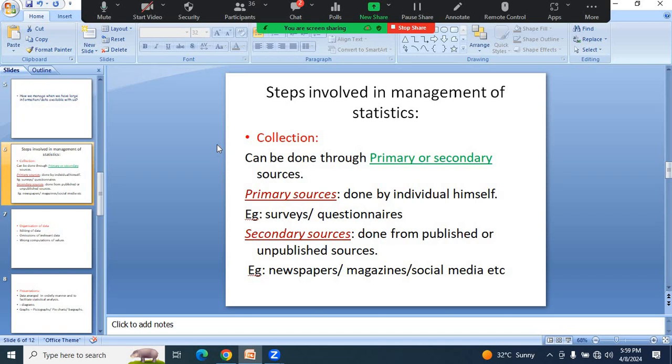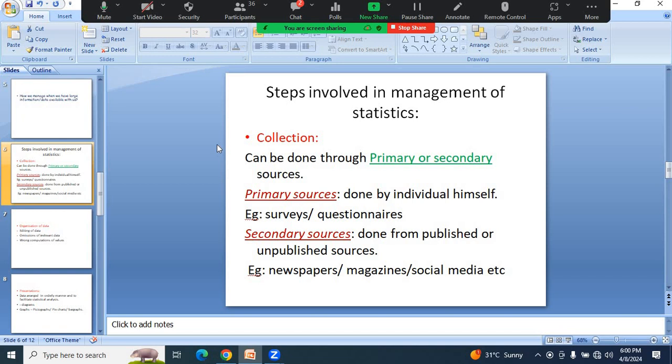So there are a few steps involved. We have a lot of information, a lot of statistics, a lot of data with us. But how do we proceed? First is collection. How do we collect data? We collect data maybe through primary sources or secondary sources. The example I just gave is a survey, where we go door to door and collect information ourselves.